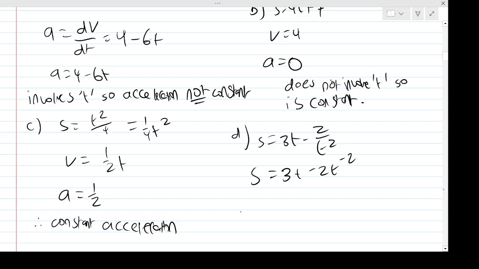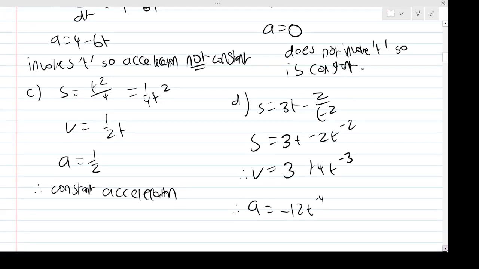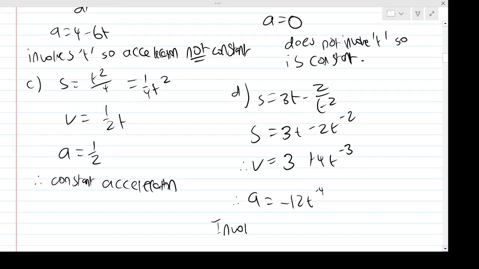Now we're going to differentiate. So that means the velocity, well, 3t will go to 3, and minus 2t to the minus 2 would be plus 4t to the minus 3. Remember, we times by the power in the front, then we knock one off. Then the acceleration from that, if we differentiate, well, here, again, 3 will go to 0. But that's just nothing. And then 4t to the minus 3 will go to minus 12t to the minus 4. Well, that now involves a t, so it's not constant. And there we are.